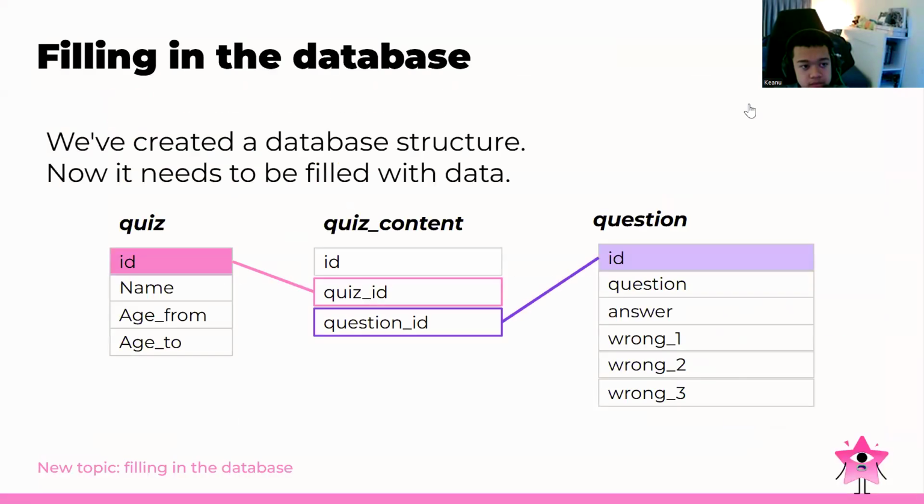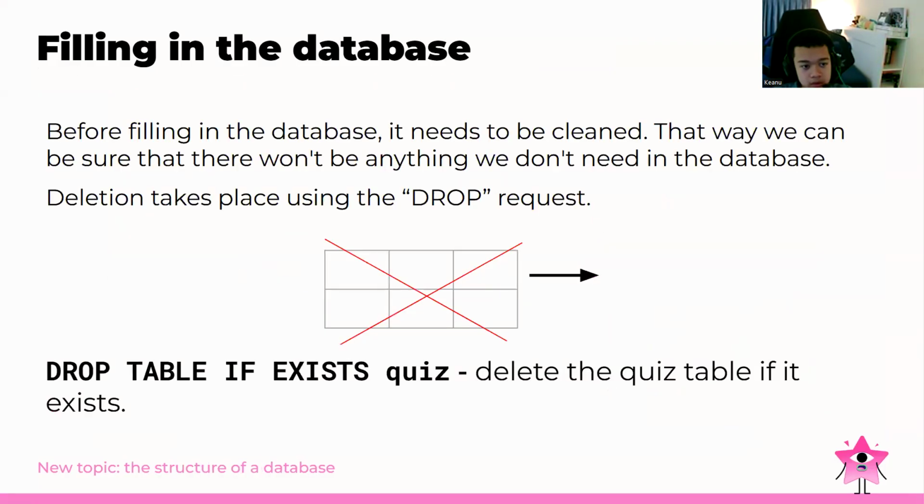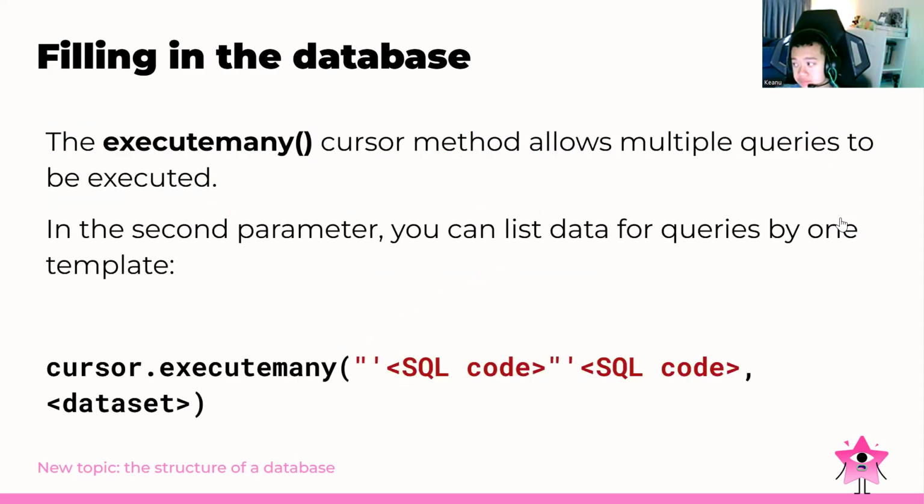So now for filling database. For filling database, we created the database structure. Now it needs to be filled with the data. Before filling the database, it needs to be clean. The way we can be sure that there won't be anything we don't need in the database is that deletion takes place using the drop request. We can use this command, drop table if exists quiz, it will delete the quiz table if it exists. And then we also have the executemany cursor method, which allows multiple queries to be executed. And in the second parameter, we can list the data for queries by one template.